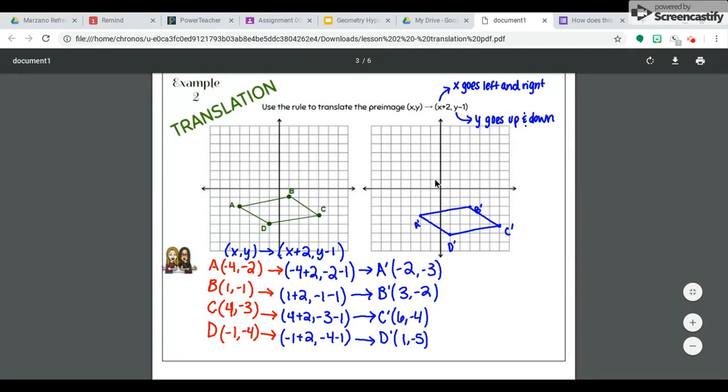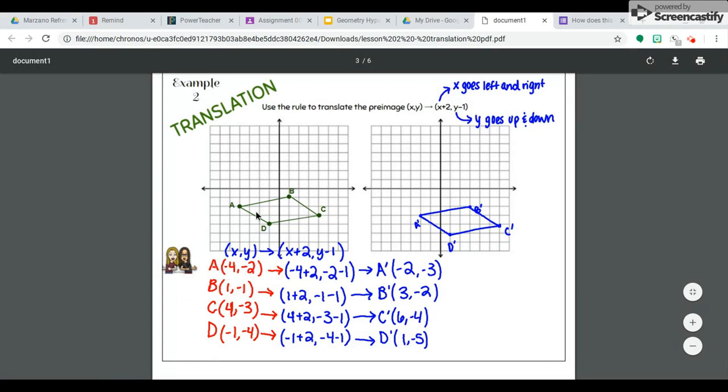Our y values go up and down because our y-axis is the vertical line. So the way that we use this rule is we take each of our x coordinates for all 4 of our points and we add 2. We take each of our y coordinates and we subtract 1. So if you look down here, here's our original coordinates.